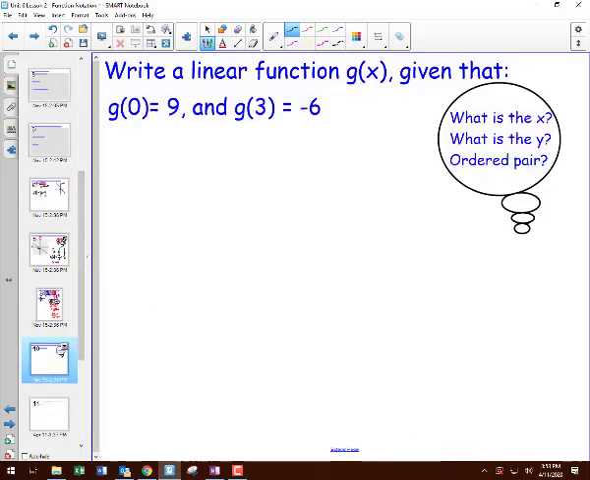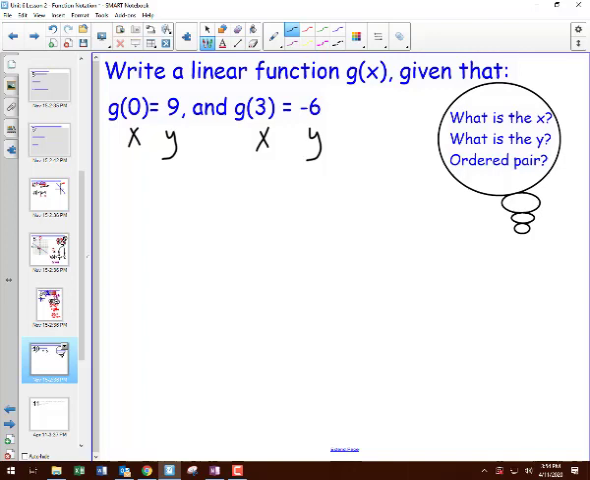Okay. Oh, we have one more. Now we're going to write a linear function, g of x, given that g of 0 equals 9 and g of 3 equals negative 6. Now you remember here, when they put this number in parentheses, that's just your x value. All right? So then what that equals is your y. So this is our x, and this is our y.